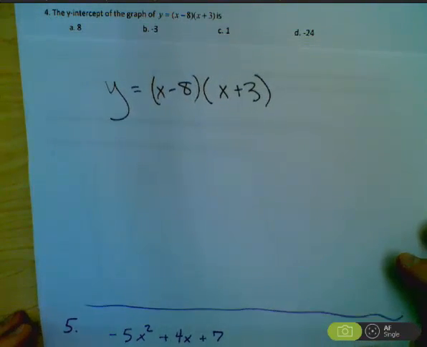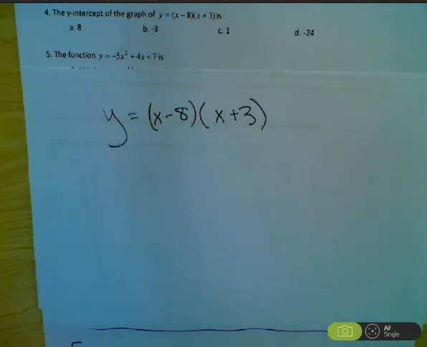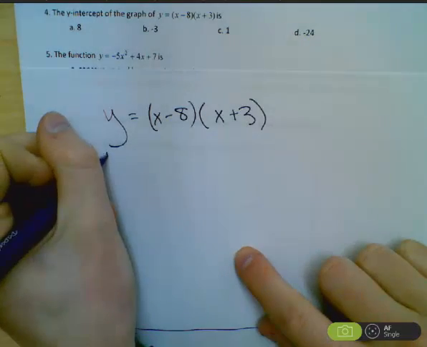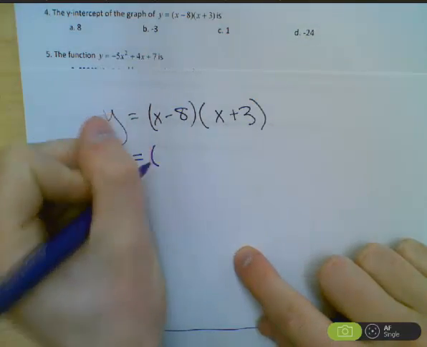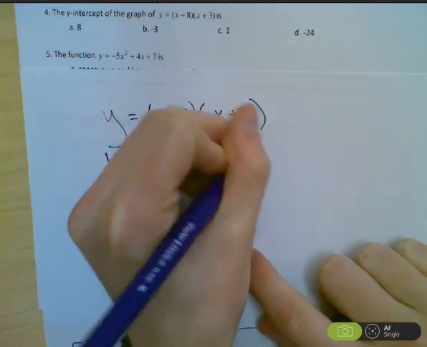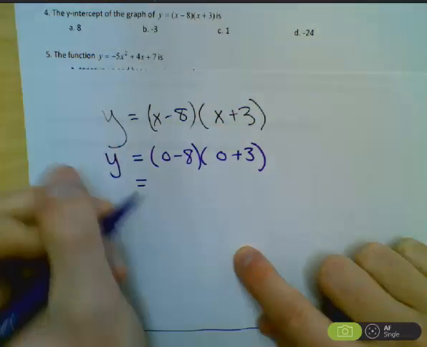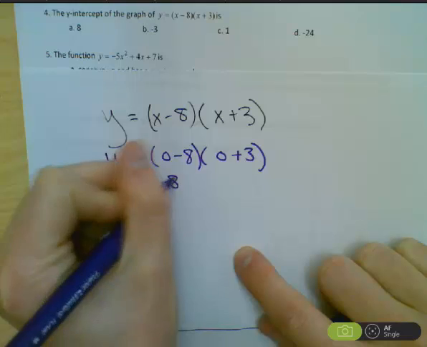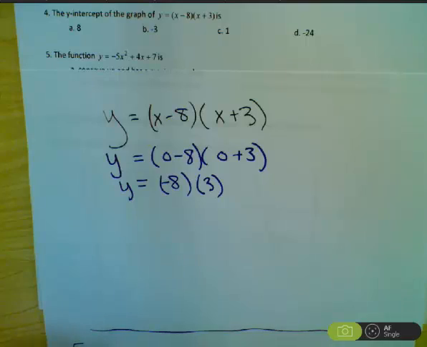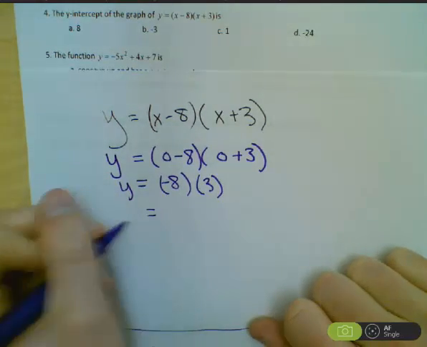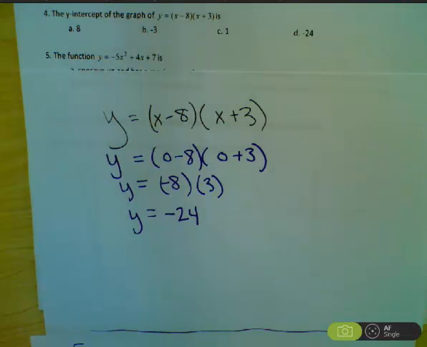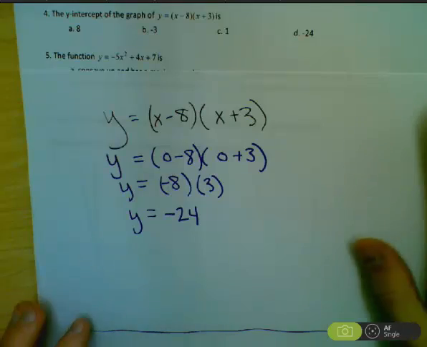So I've rewritten the equation, and I'm going to let x equal 0. If I plug in 0 for x, I'm going to get y equals 0 minus 8 times 0 plus 3. So that simplifies to y equals negative 8 times positive 3, and negative 8 times 3 gives us negative 24. So y equals negative 24 when x equals 0. So therefore our intercept is negative 24 for the y-intercept.